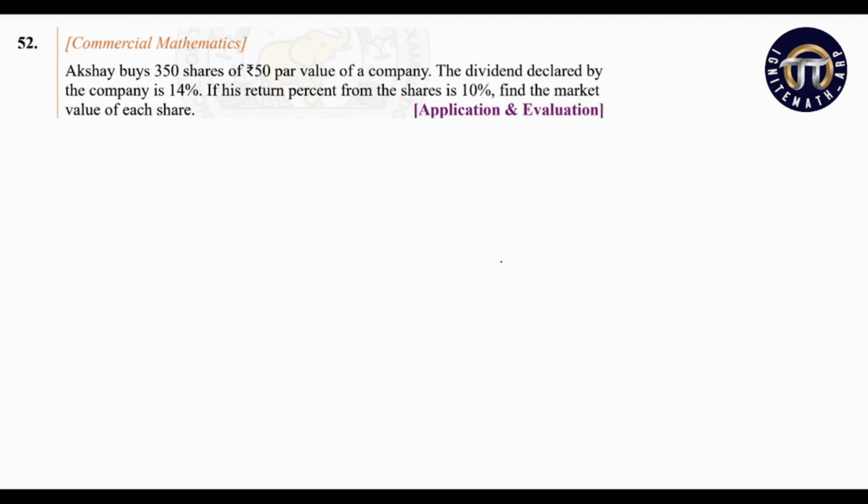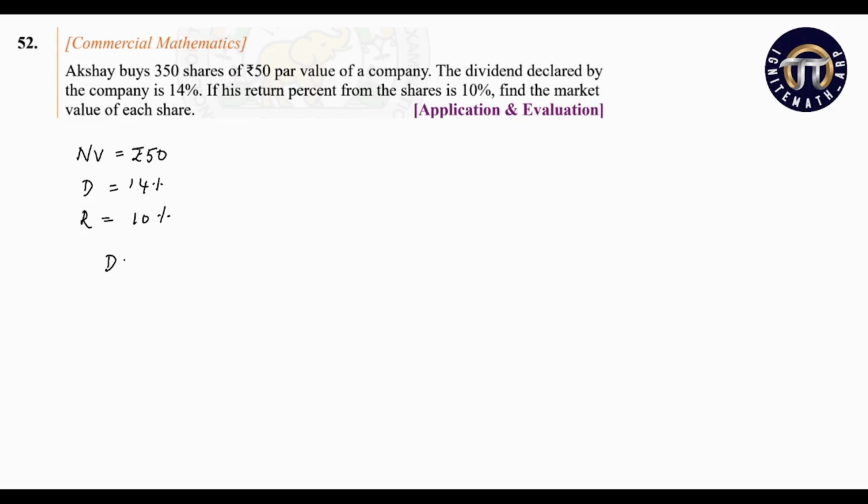Akshay buys 350 shares of rupees 50 par value of a company. So means what? NV of a share is equal to rupees 50. The dividend declared by the company is 14%. Rate of dividend is equal to 14%. The return percent from the shares is 10%. So rate of return is equal to 10%. Find the market value of each share.